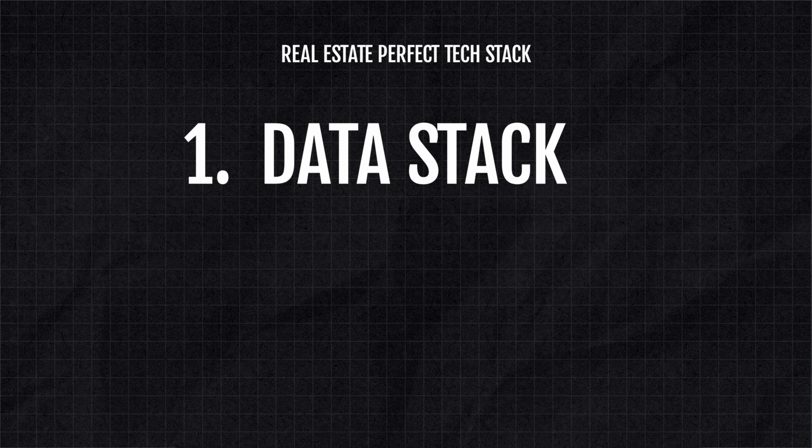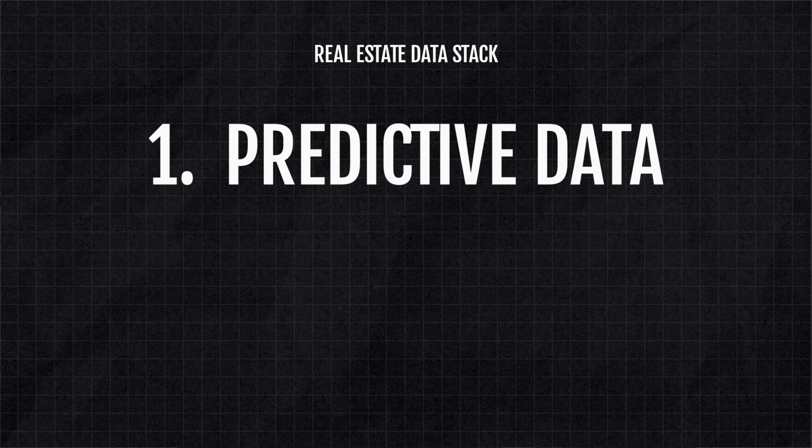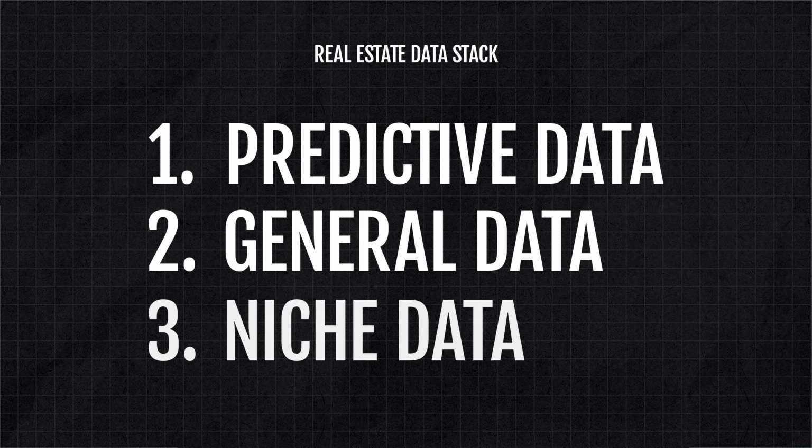The first thing you have to have is a data stack. And there's three types of data. You have predictive data, general data, and niche data. Your general data is your high equity homes, your low equity homes, your negative equity homes, what I call your empty nester list, so 55 years or older. They're not signals that someone's going to sell today, but they're signals that sometime in the near or not so distant future, this person may start to think about selling.